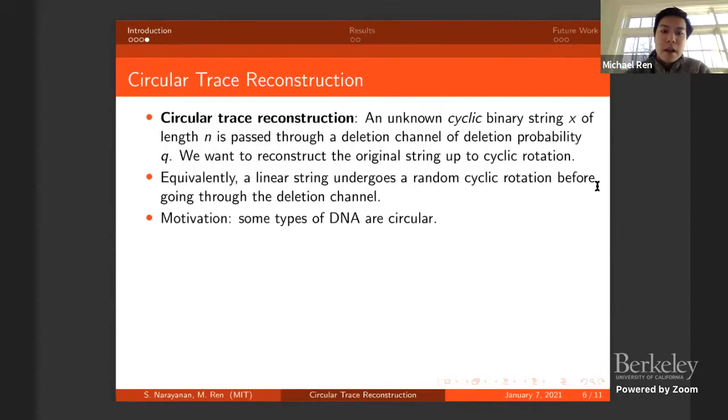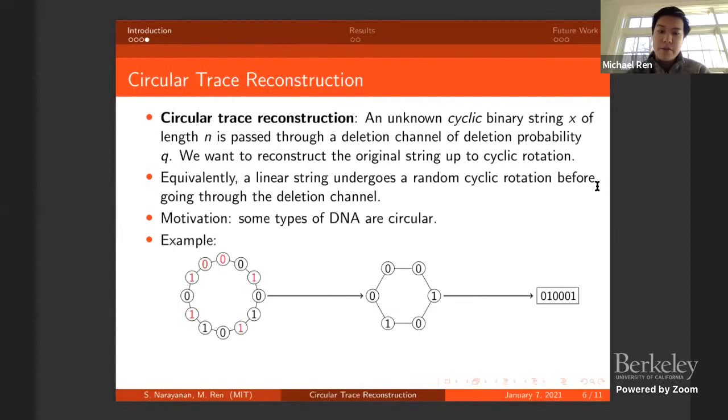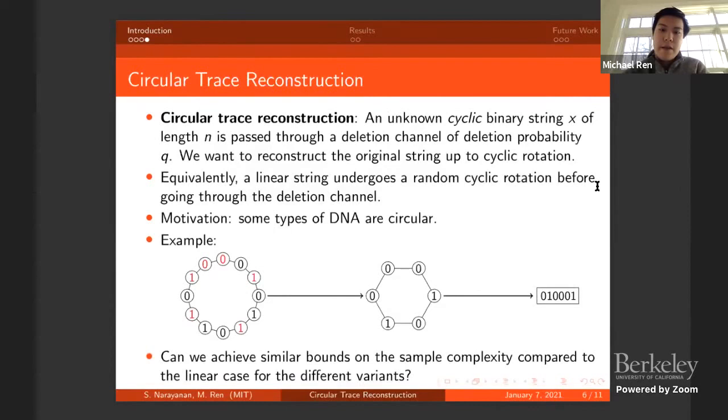So here's an example. We have a length 12 circular string. It's going to be passed through the deletion channel. The red bits are going to be deleted. The remaining bits are going to be concatenated together into a shorter circular string. And we can read it as a linear string by picking an arbitrary bit in the circle to start with. So the question is, can we get similar bounds on the sample complexity for the circular case compared to the linear case?